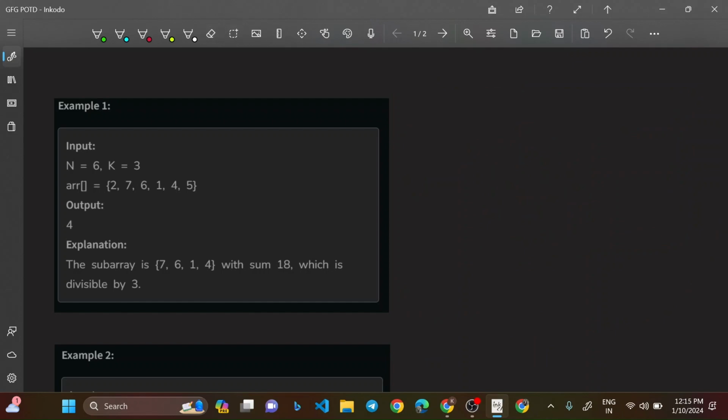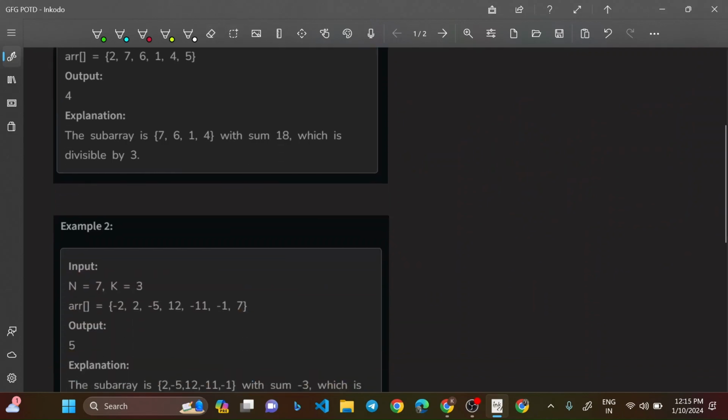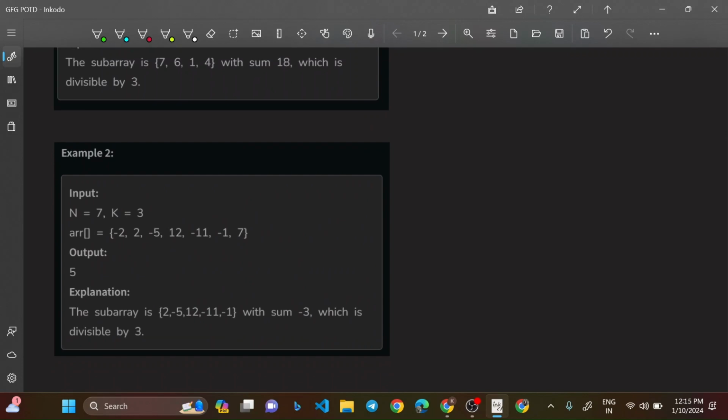Okay, now this is the case when it's positive. Everything is going fine. Now let us assume you have got negative numbers. Now here the array that has been given is -2, 2, -5, 12, -11, -1, 7. Again do the same thing, accumulate the results. So what is the sum till this point? -2. What is the sum till this point?